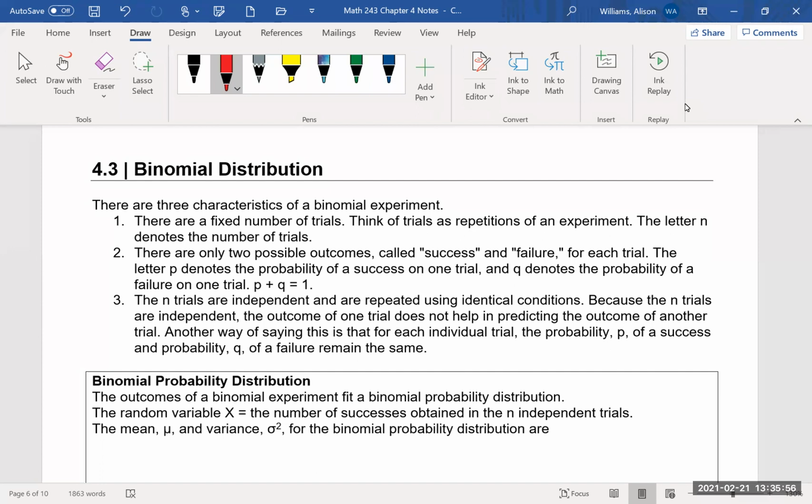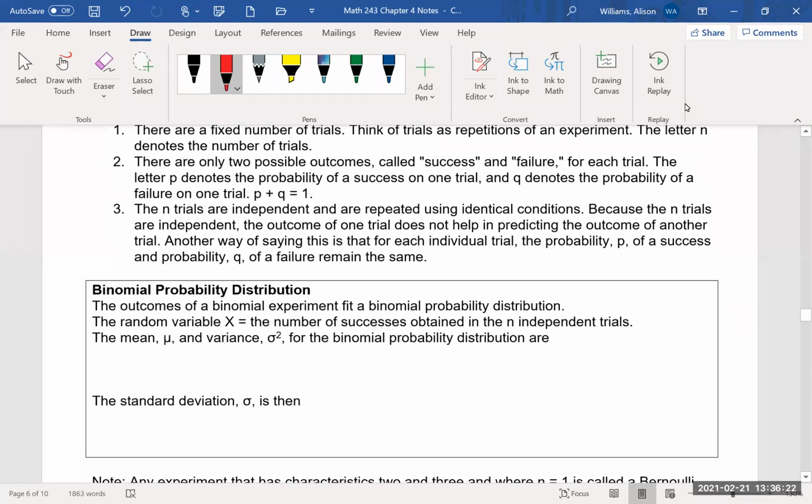Okay, and then the third thing is that the trials need to be independent. That's very important because we need to be able to repeat the conditions over and over again to see what the outcomes are. And we use P to be the probability of success, and Q will mean a failure. Okay, so here's what's really nice about these types of experiments. There's a nice, easy way to calculate the mean and the standard deviation.